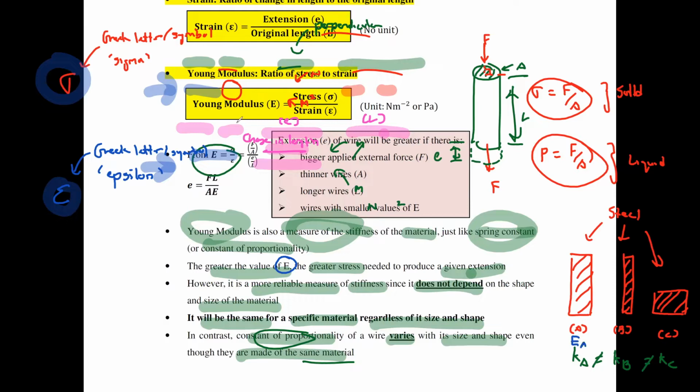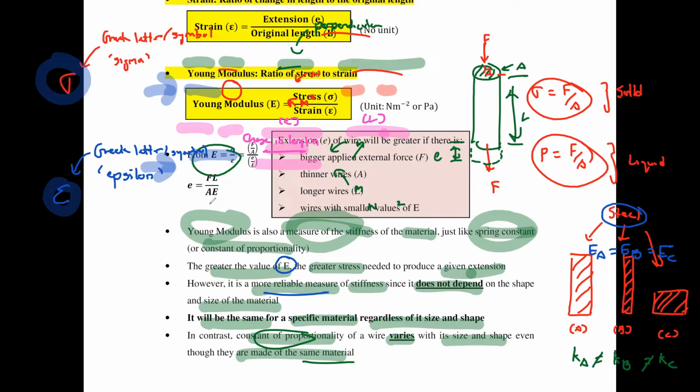EA, maybe I write it somewhere else, don't have space. What we will tell you is that EA is the same as EB is the same as EC. Even though the size and shape of the object here is different, because they're the same material, you're going to get the same value. That's why we call this a more reliable measure of stiffness. All right.